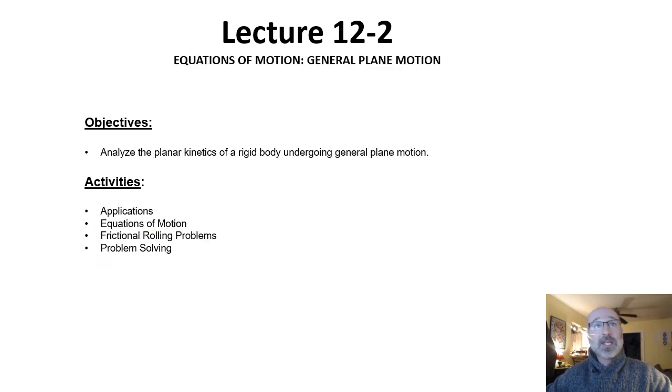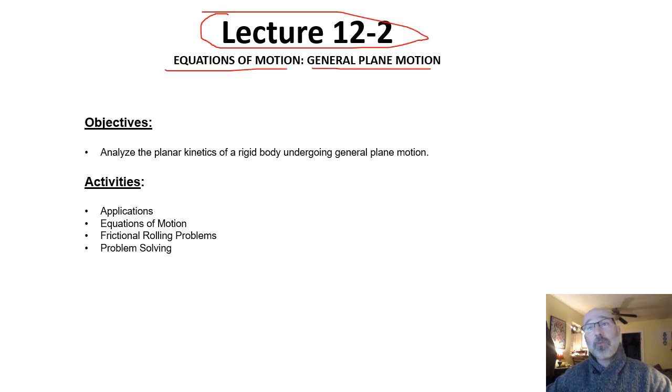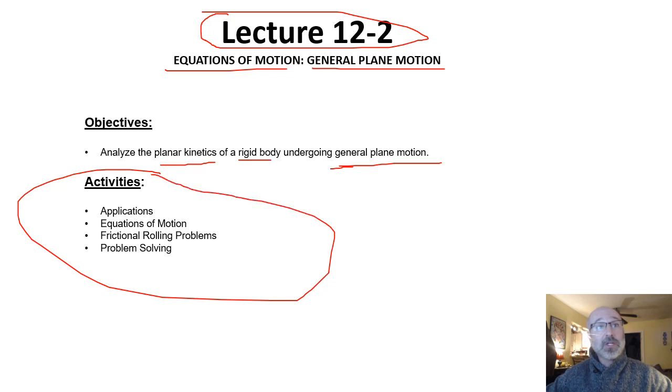Now our second section here is going to be module 12.2, and this is going to deal with equations of motion again, but now with general planar motion here. So the objective of this section here is to analyze planar kinetics of a rigid body undergoing general planar motion, both rotation and translation. Activities for this here, we're going to talk about our applications for this, go through the equations of motion, talk about some frictional rolling problems, and then do some problem solving.